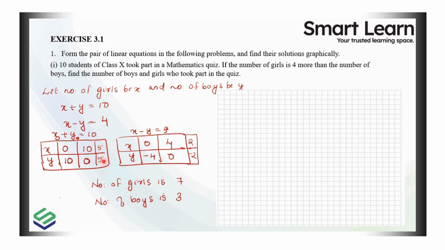So I have kept this blank, but you don't take time to solve and put this value. Here also when x is 0, y will be minus 4, and when y is 0, x is 4. Here also I will tell you how I got 5, 5 and 2, 2. So first I will plot the graph.